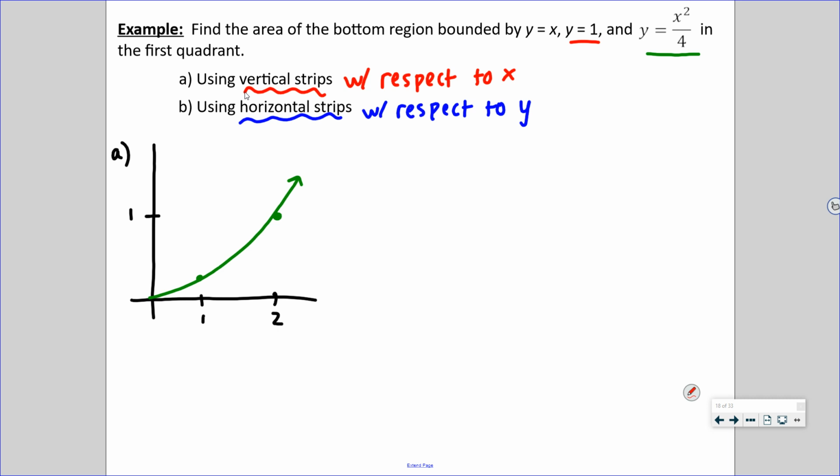Okay, then y equals 1 will just be this horizontal line. You can draw arrows if you want, but they just told us quadrant 1, so I'm just sectioning off. And then the line y equals x goes through the origin. It has a slope of 1, so 1, 1.